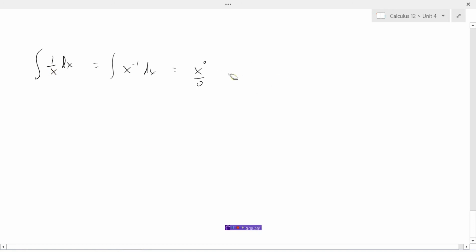So you remember that the derivative of ln x is 1 over x. So then the integral of 1 over x must be ln x plus c. So this is the only one where adding to the exponent and then dividing by the exponent won't work, because it's the derivative of ln x that gives you 1 over x.